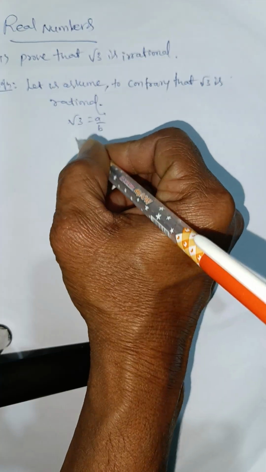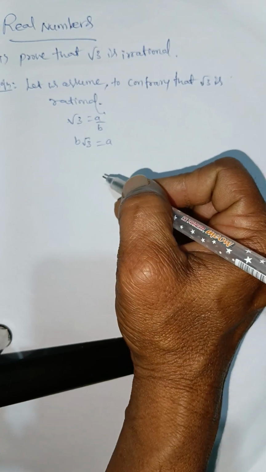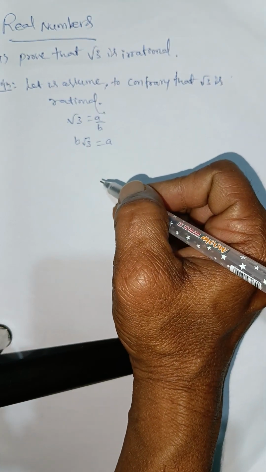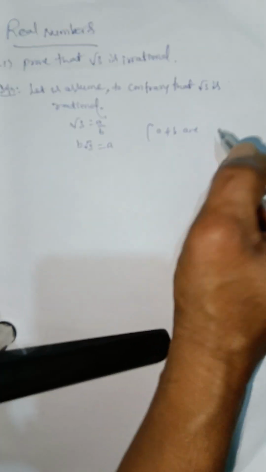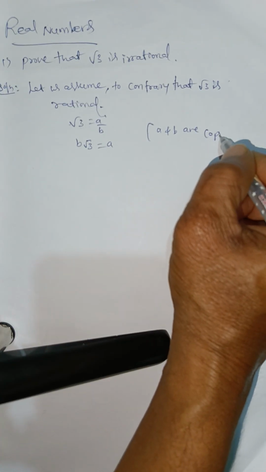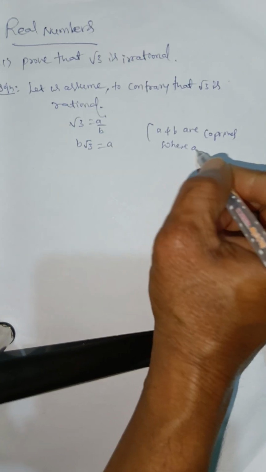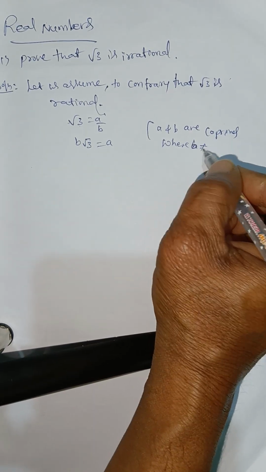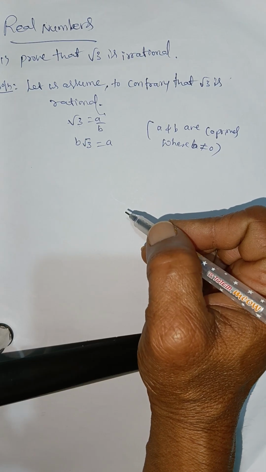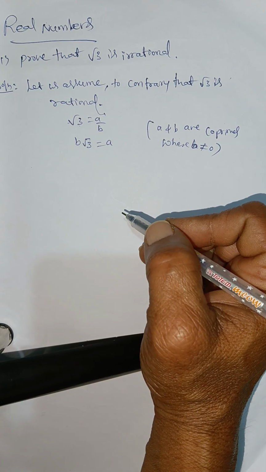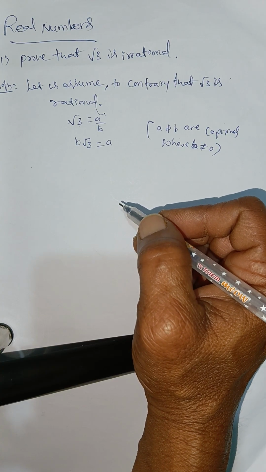Cross multiplied, we get b into root 3 is equal to a. So let a and b be co-primes, where b is not equal to 0 and a and b are positive integers. If a and b have a common factor other than one, then we can divide by the common factor.